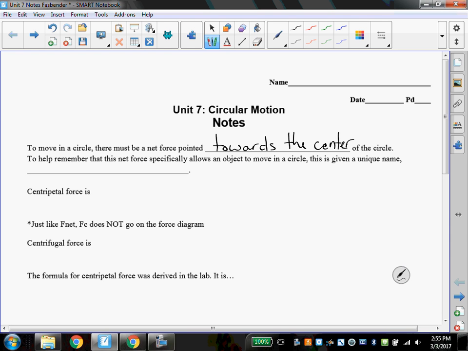We call it the centripetal force. All right, so let's give a definition for the centripetal force. Centripetal force is a net force pointed towards the center of a circle.